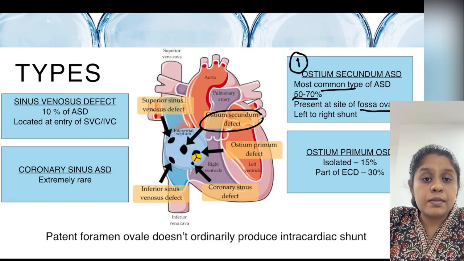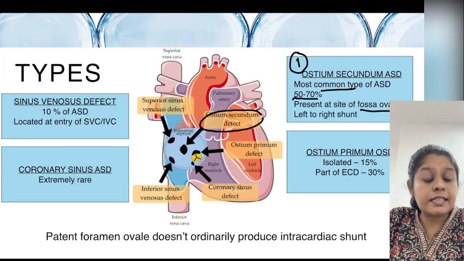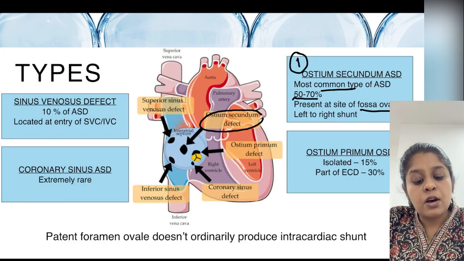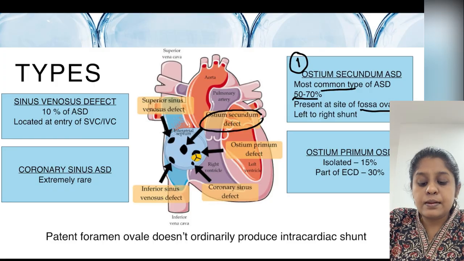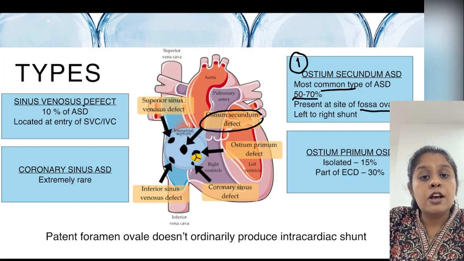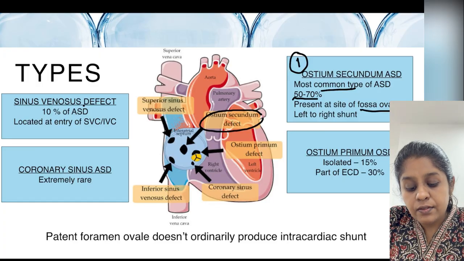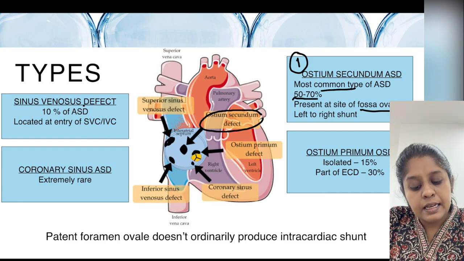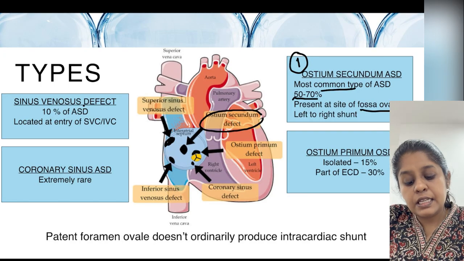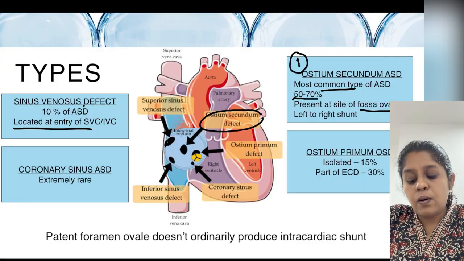Then ostium primum ASD. Ostium primum ASD can be seen isolated in 15% of the cases, or it is seen as a part of endocardial cushion defect. Then comes the sinus venosus ASD. This is seen at the site of the superior or the inferior vena cava. If it is near the superior vena cava, it is called superior sinus venosus defect, and if it is seen near the inferior vena cava, it is called the inferior sinus venosus defect, and it is located at the entry of either the SVC or the IVC.